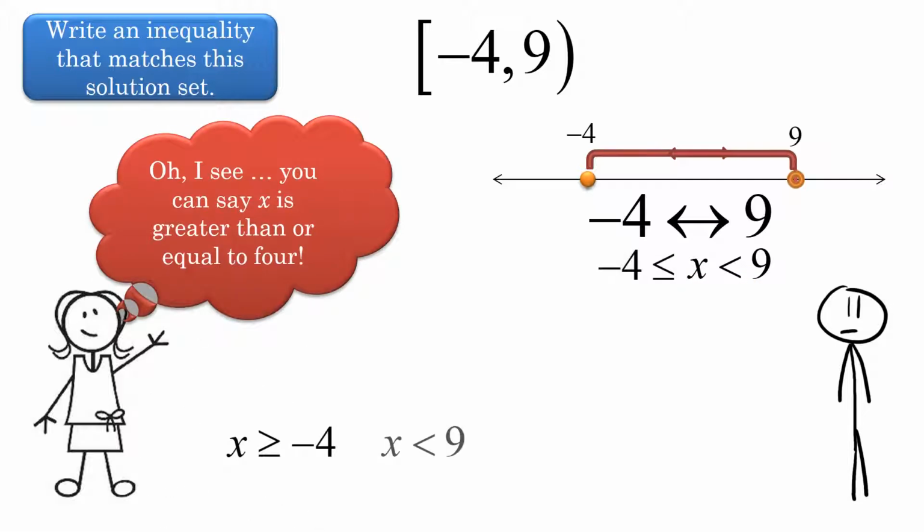Oh yeah, do you remember? You can say statements in more than one direction, right? Like you can change the direction of the statement around just by changing the words. So instead of saying x is greater than or equal to -4, you could say -4 is less than or equal to x. And at the same time, x is less than 9.